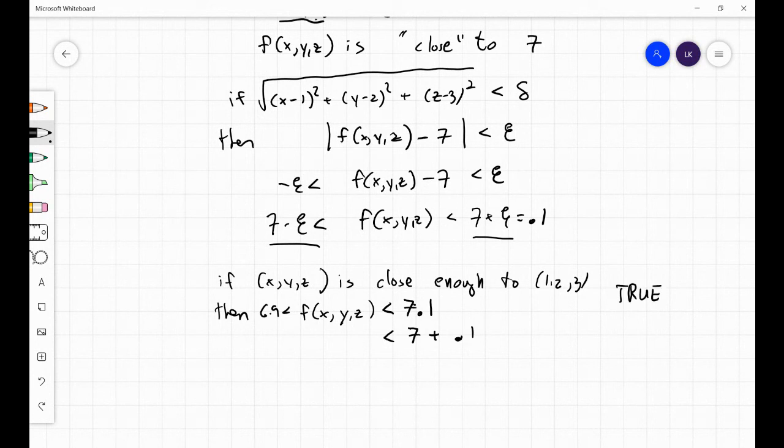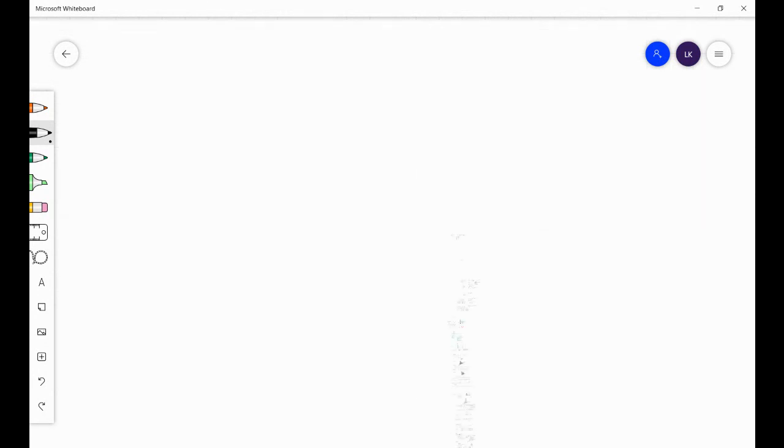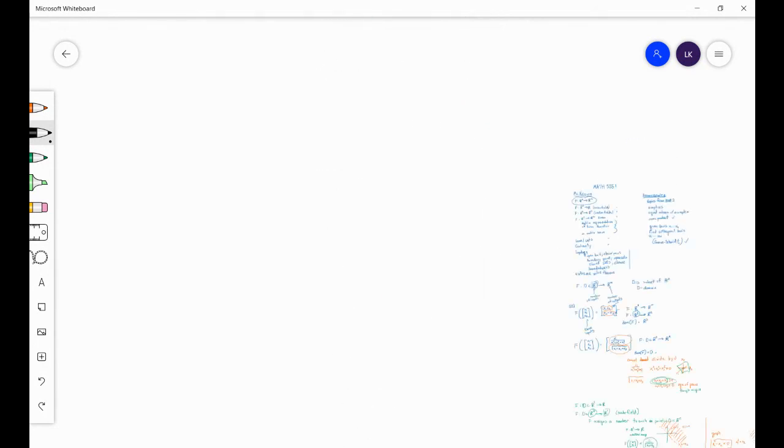That's why we use 7 here, because that's the value of the function at (1, 2, 3) as stated. I don't know what's going on. When this whiteboard is used too long, it just acts all funky. Oh, jeez, it's just laggy.